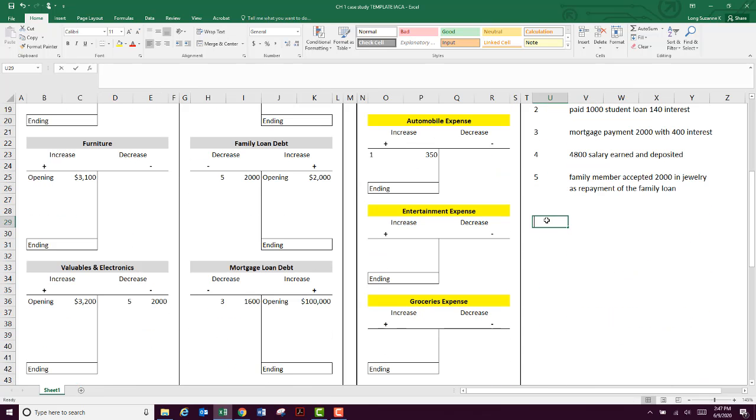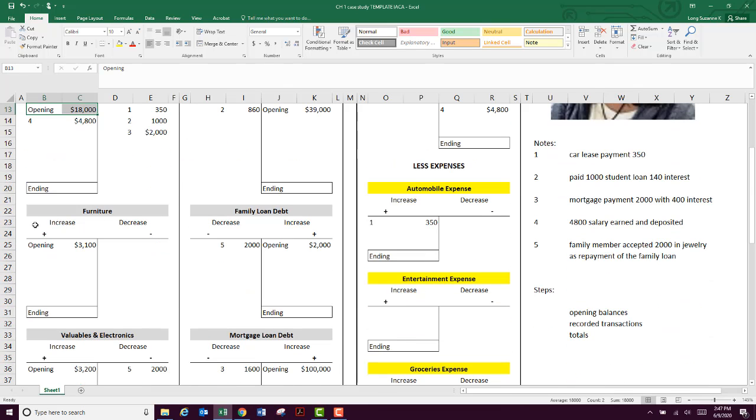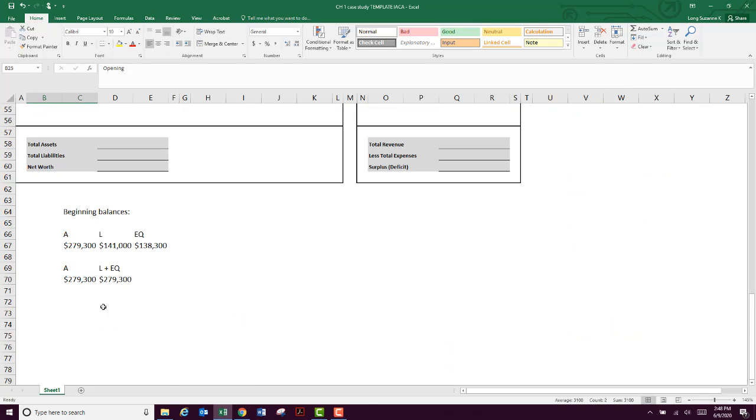I'm going to add a little section here. Steps. We did the opening balances first, and then we recorded the transactions, and now we're going to do the totals. So there were really 3 kind of separate things that we're doing with this practice problem. So remember when we put in like the 18,000 and we did all that, the beginning balance stuff, and I did this extra thing down here.